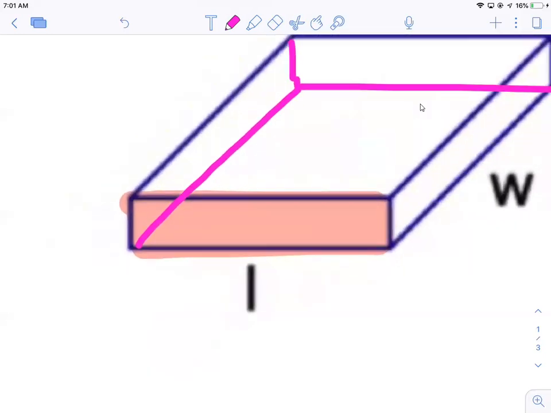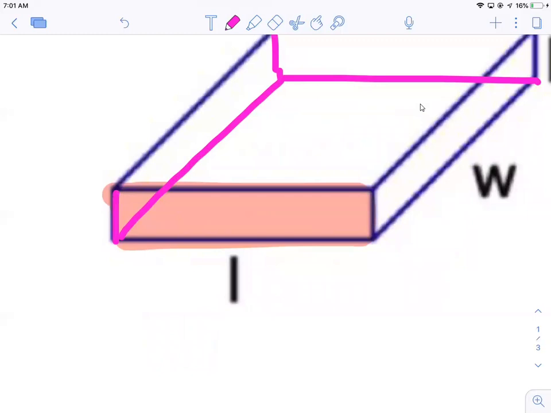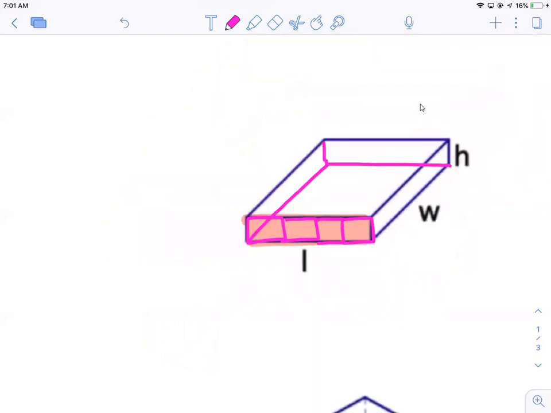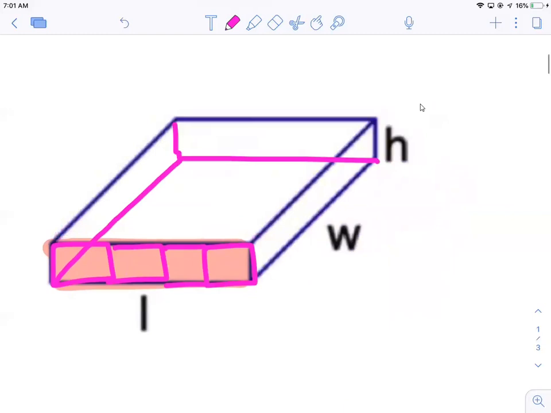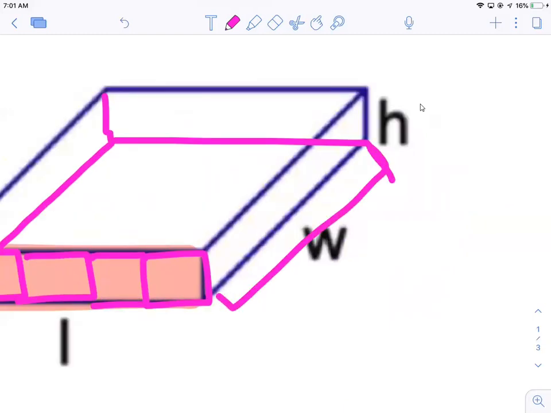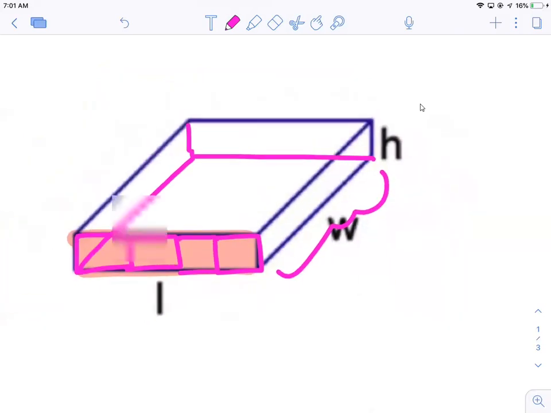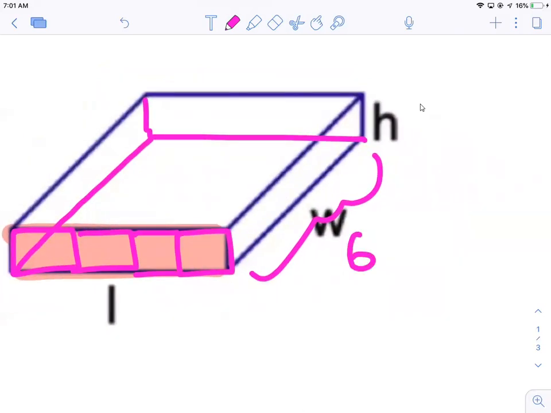So let's pretend the area of this face was 4. So we can have 4 squares there, right? So what would the volume of this guy be? Well, really that depends on how long this width is, right? So if it's 6, obviously the volume is 4 times 6, it's 24.